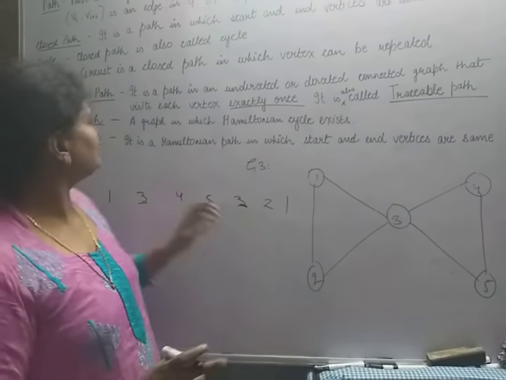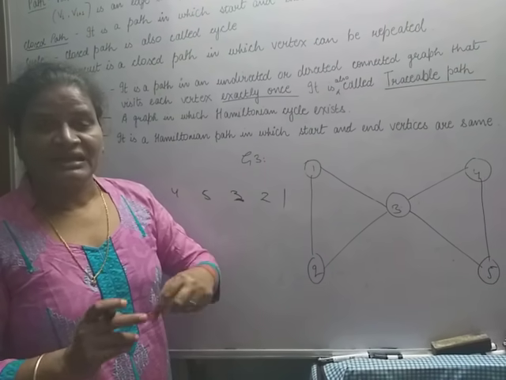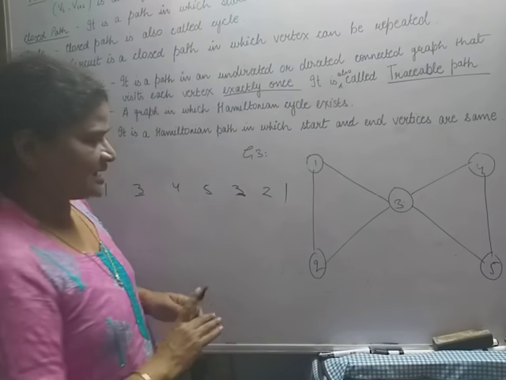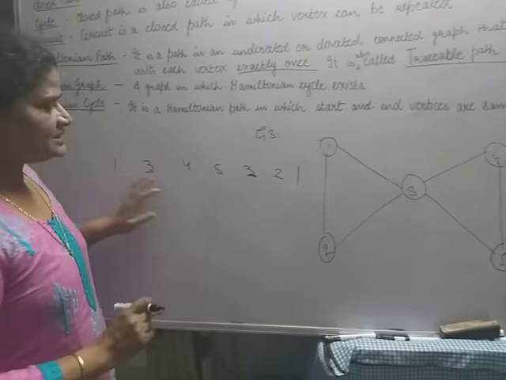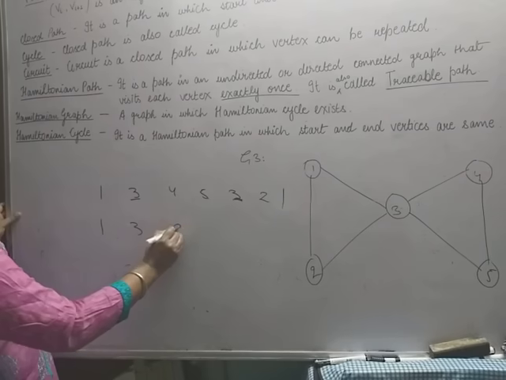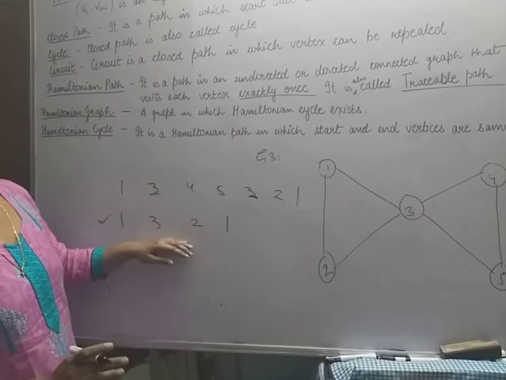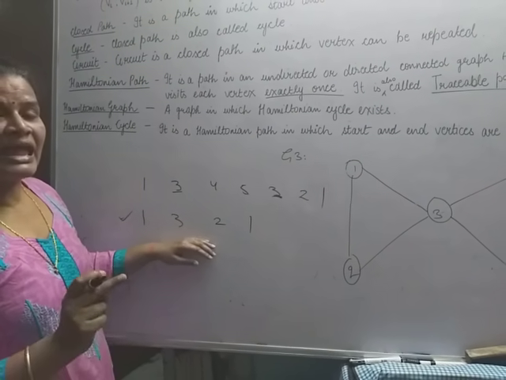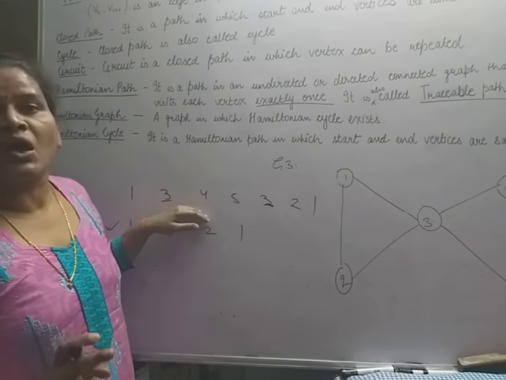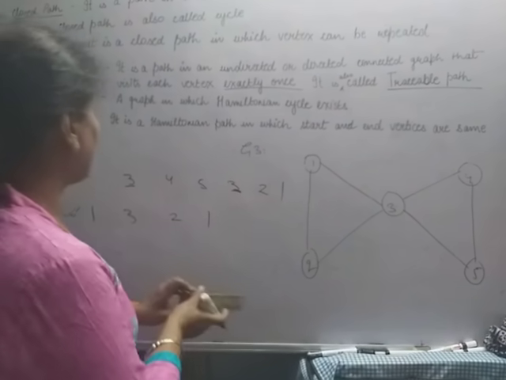Why the first and last vertex? Because this is a circuit or cycle, or you can say a closed loop. If it is closed, then the first and last vertex are always the same. So this is a circuit, but it is not a cycle. But if we consider 1, 3, 2, 1, it is a cycle as well as a circuit. So every cycle is a circuit, but every circuit may or may not be a cycle. This is the definition of circuit and cycle.